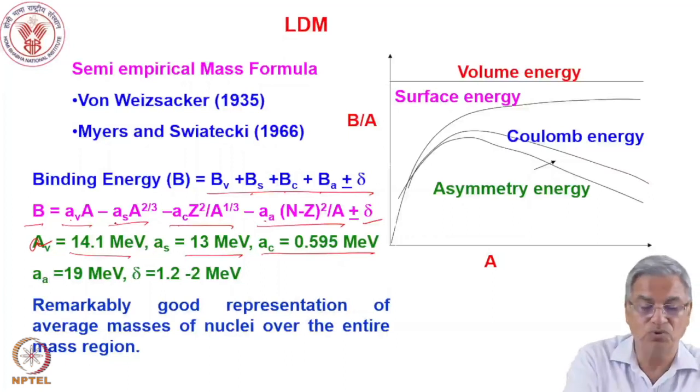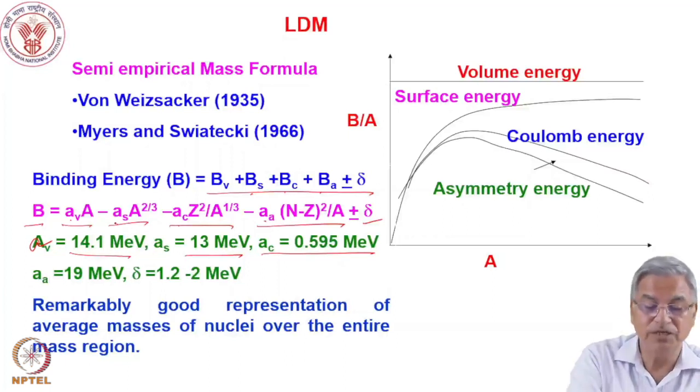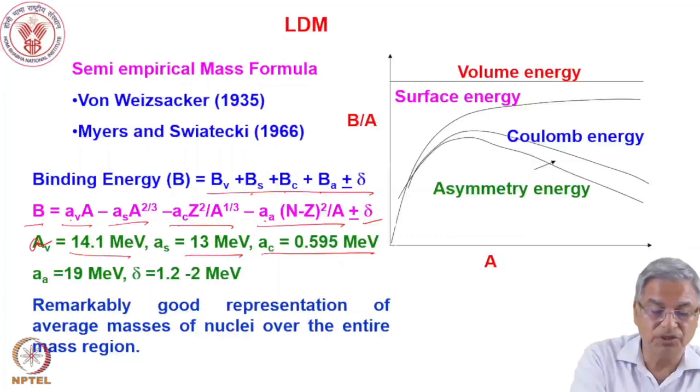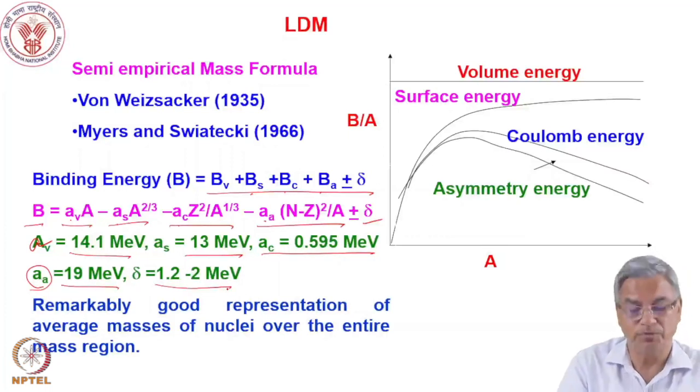The other things are constant, so it means other things are not having any dimensions. So the dimensions of energy come from these constants only. Asymmetry term constant 19 MeV, and delta, the pairing energy, 1.22 MeV.